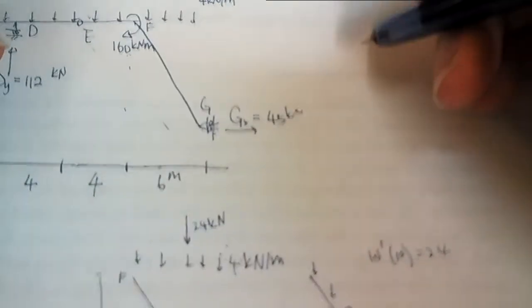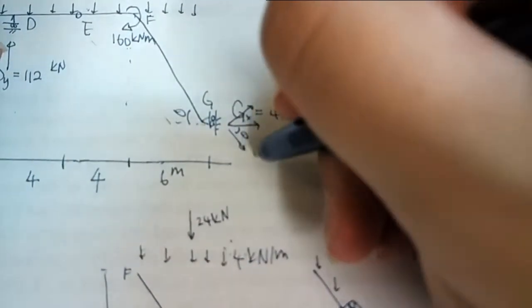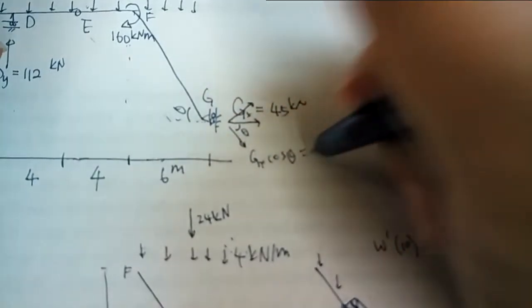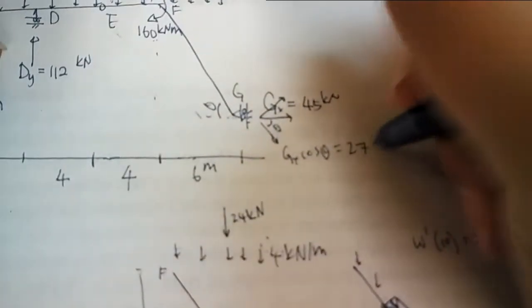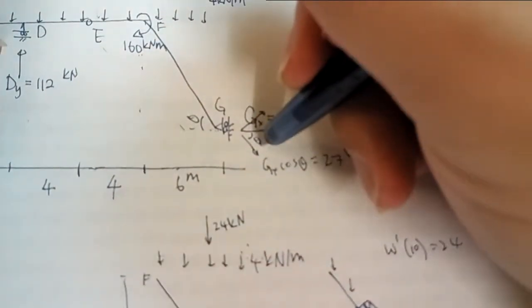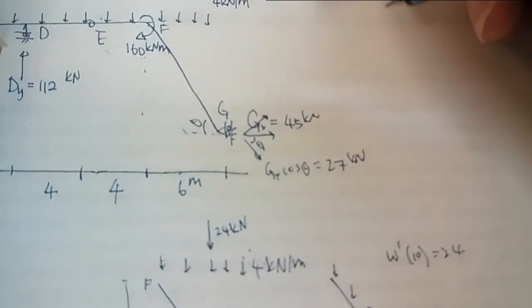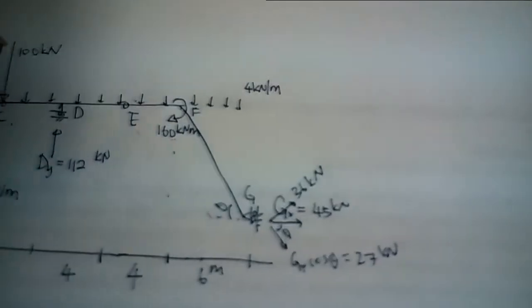But this is not the end of the story. We still need to do one more transformation for this reaction force, for this Gx. It's pretty simple. You can do something like this, and this is the angle, and this is the angle. So this is Gx cosine theta. Cosine theta is 0.6, and 0.6 times 45 is 27. And then this one is 45 times sine theta, which is 0.8 times 45, or 36.